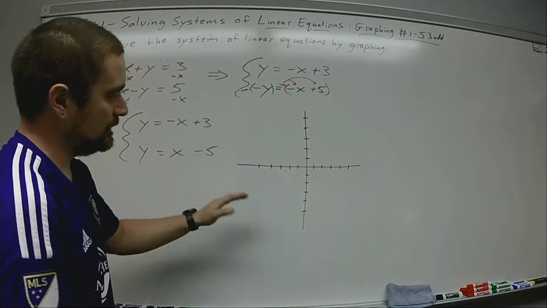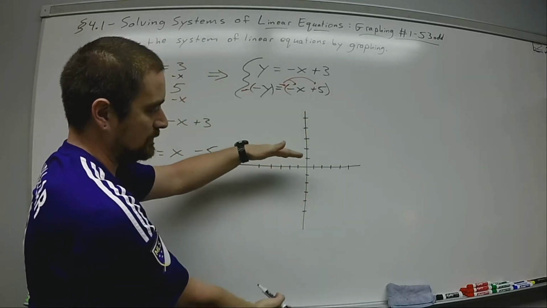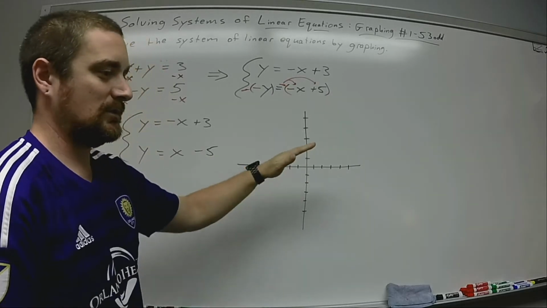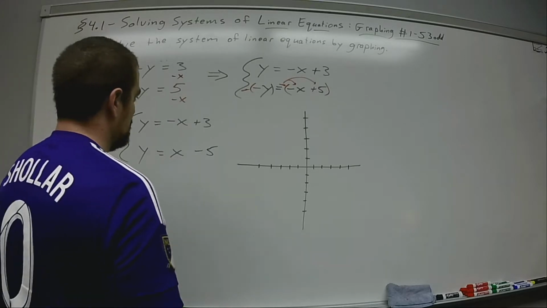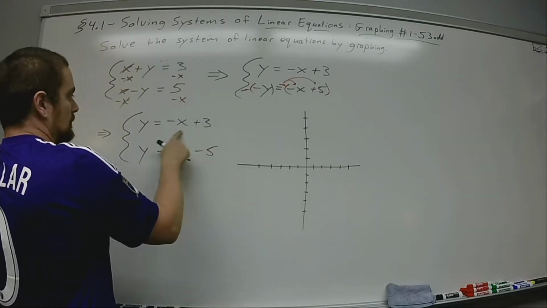So again, if one of your scales is a little off, squished or extended, then your line's going to get squished or extended. And it would be hard to pick up that point where we have a solution. So let's see what we get.